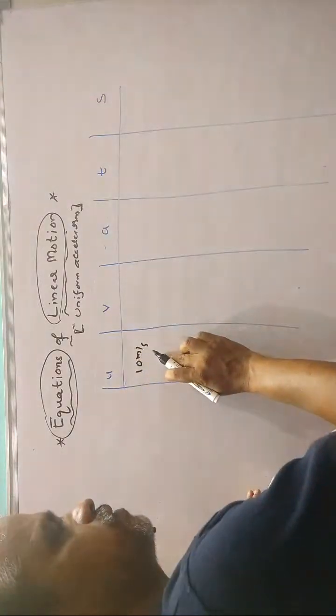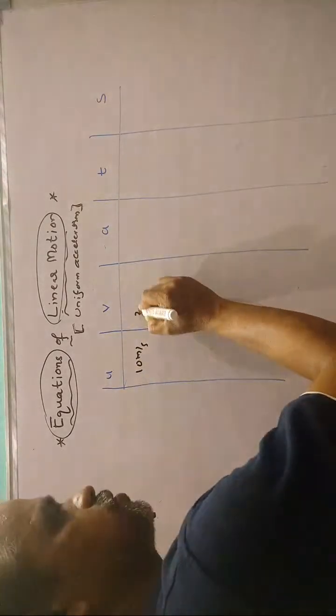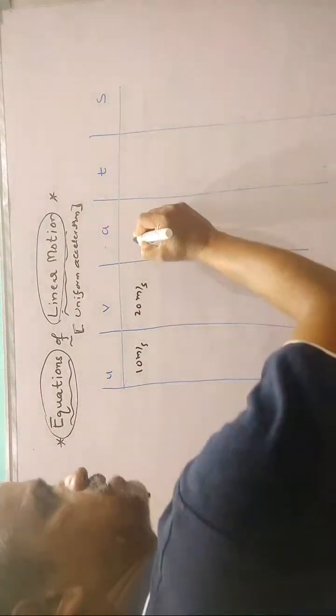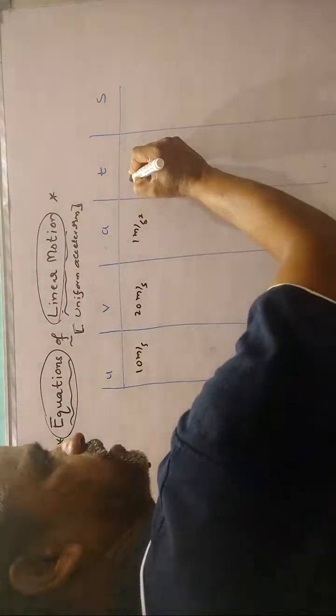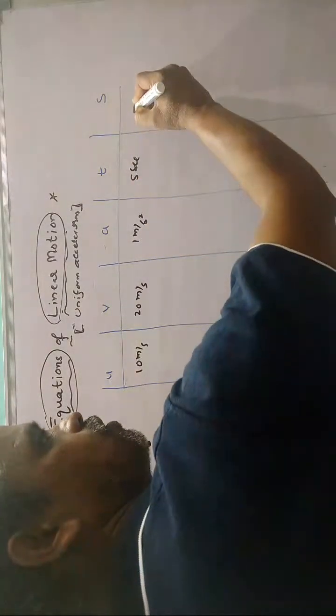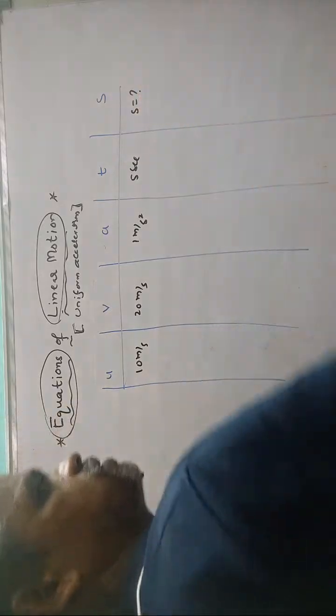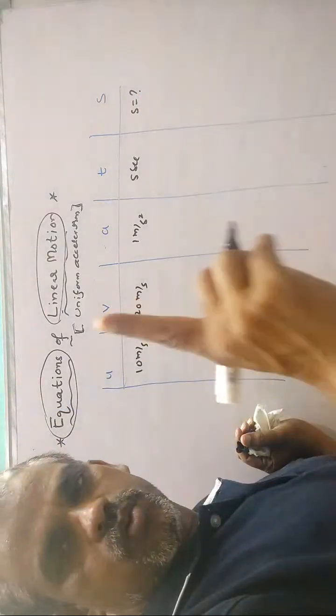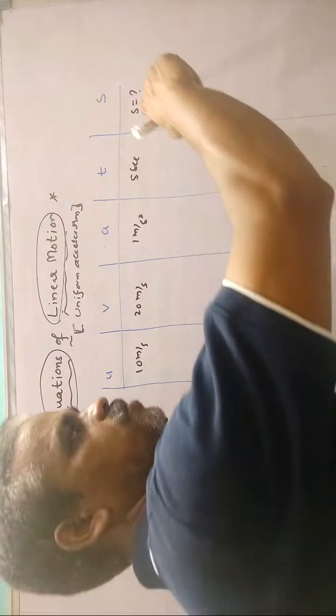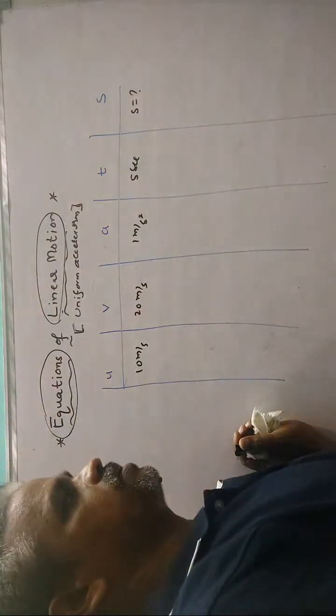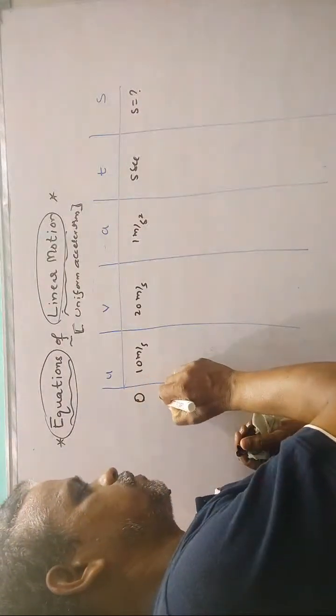A body starts with initial velocity. Finally, it reaches 20 meter per second. Acceleration 1 meter per second square. It travels 5 seconds. How much displacement does it cover? s equal to ut plus half at square. You have to use the second equation for this question. First problem.